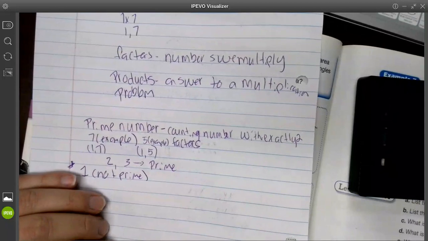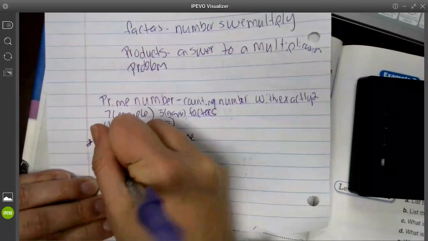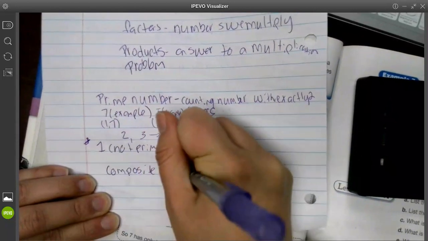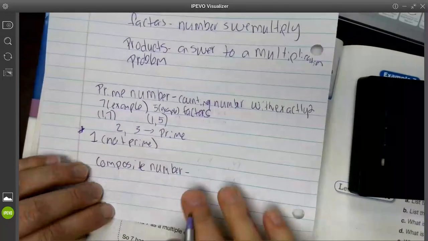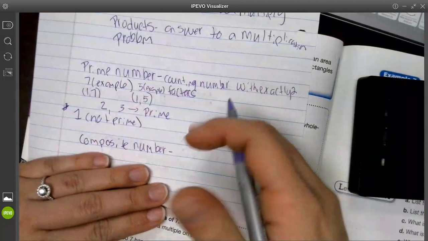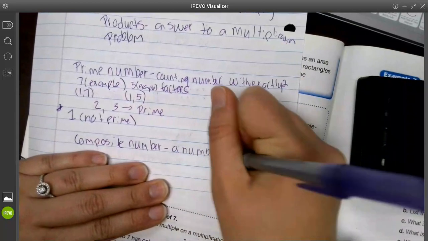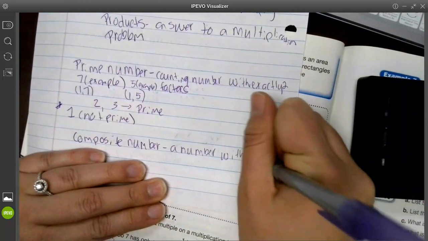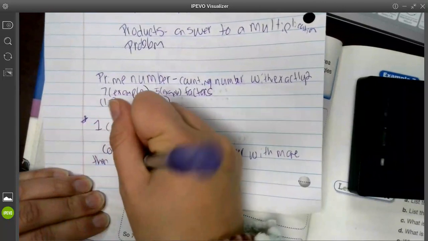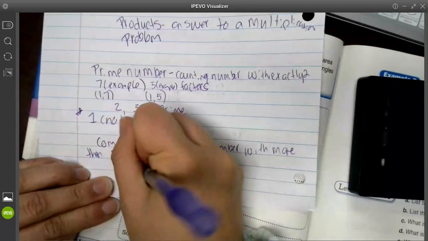4 is not a prime number because it has 3 factors. So 4 is called a composite number. So these are a little bit different than odd and even numbers, right? Because 2 is even, but it's still a prime number. So a composite number is a number with more than 2 factors. Okay, so 4 is a composite.